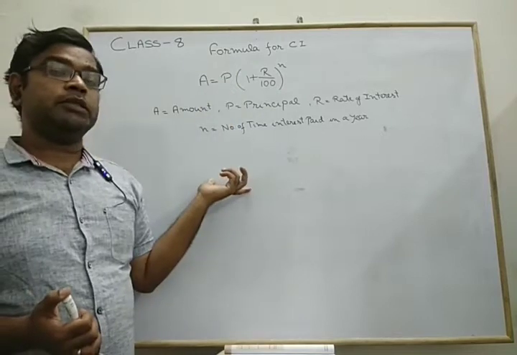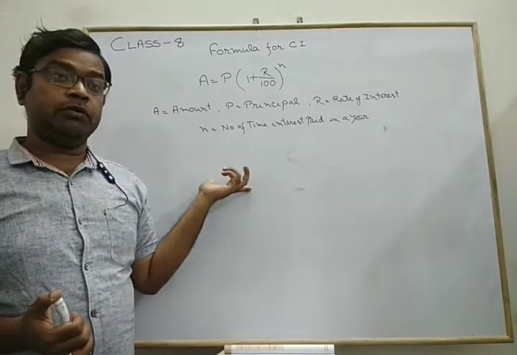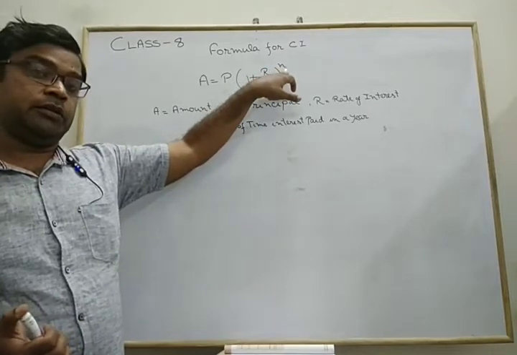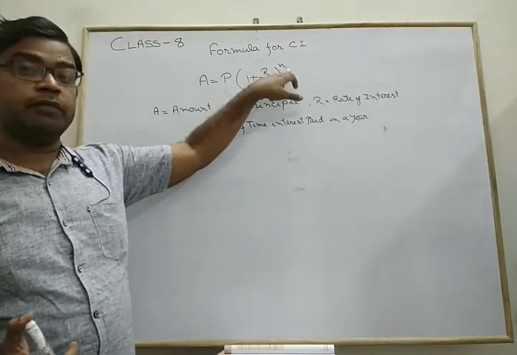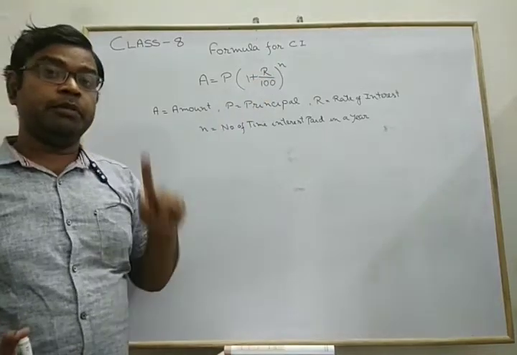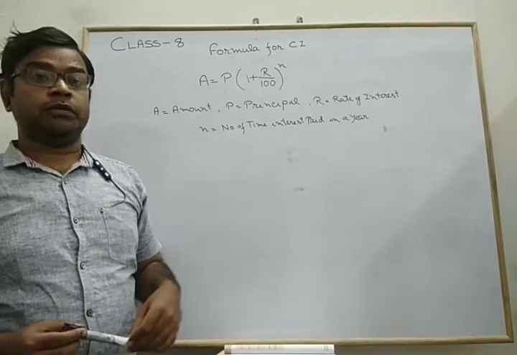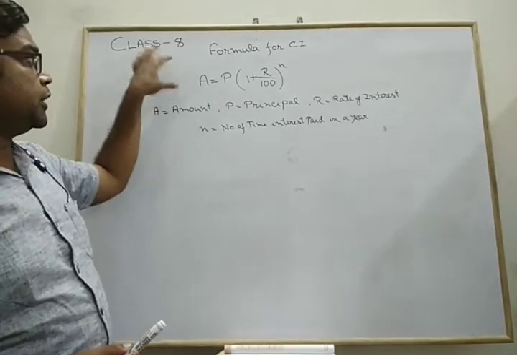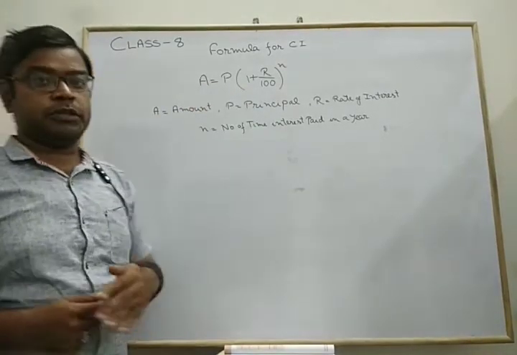So if the amount is given to you for 5 years, for 1 year it's a 1, for 5 years it's 5 into 1. Remember, it's 5 into 1. That we will discuss afterward. So, for general study, this is your formula for compound interest.